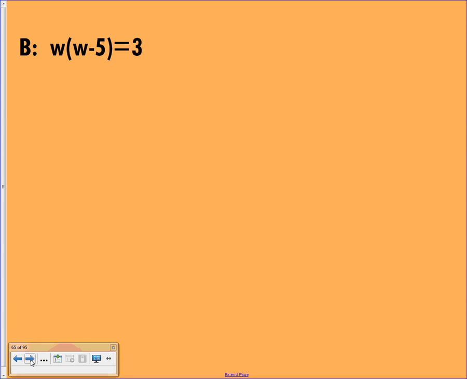Part B says solve it. First I need to get into standard form and set equal to 0. So the first thing I would do is distribute my w, so w squared minus 5w equals 3. To use the quadratic formula, I need it set equal to 0, so I'm going to subtract my 3, and now it's in standard form and I can use the quadratic formula.